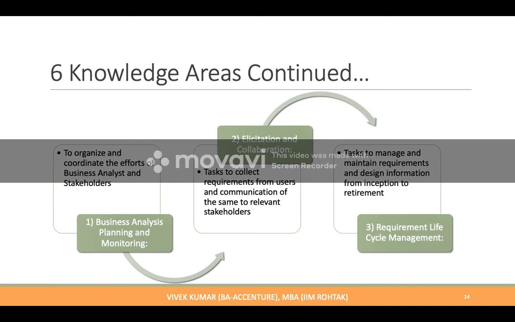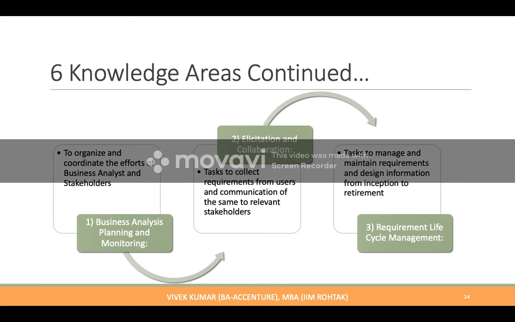After that, the elicitation and collaboration work will be performed. Elicitation is nothing but gathering of information. A business analyst needs to interact with several stakeholders relevant to that particular item, gain the requirements from them, and then finally get a consensus from all the stakeholders on the solution.